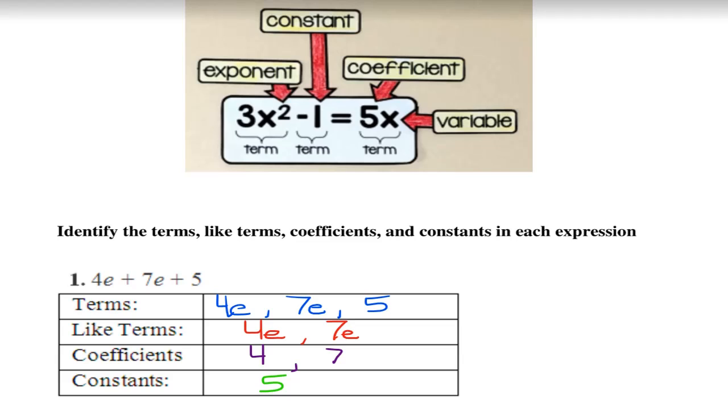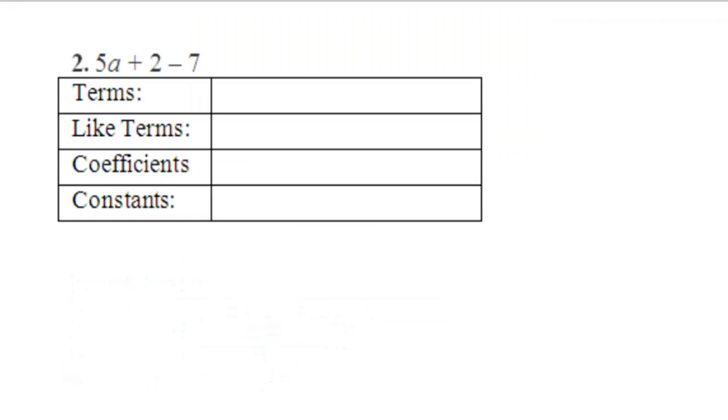Be sure you have all those down. And if you need to go back and look at the definitions, go back and look at the definitions. We have one more to try, and then we'll be ready for class. Okay, so one more time, another example, 5a plus 2 minus 7. Again, it looks like 3 terms. Again, we're looking for separation with these plus and minus signs.